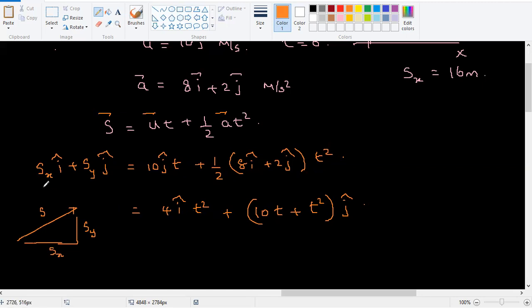But what did they say? In the x coordinate, they said it's 16 meters. So I can equate the i coordinates with this one and the j coordinates with this one. So listen carefully, 4t squared should be equal to 16. Because this side also has i, the i goes away. So 4t squared is equal to 16, so t is equal to plus or minus 2, so 2 seconds.